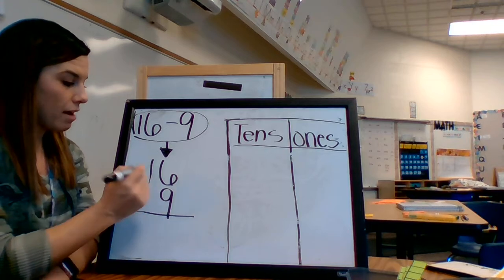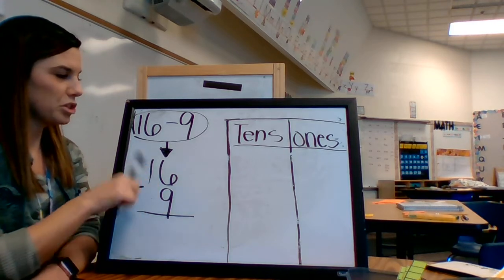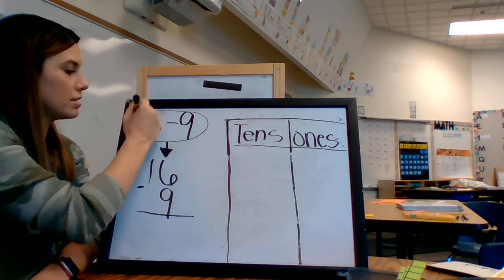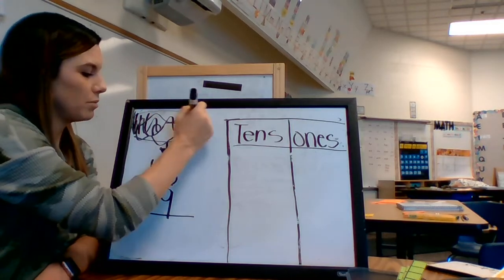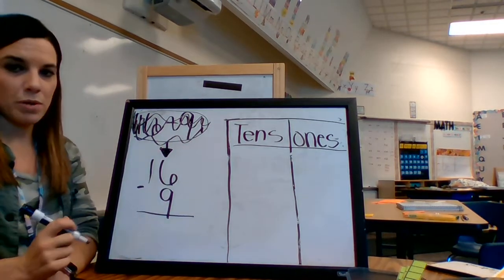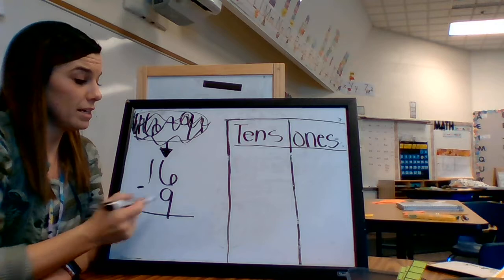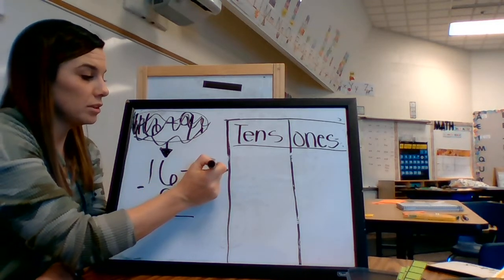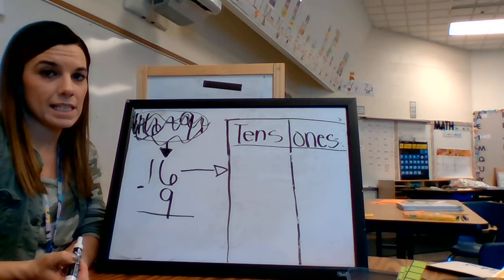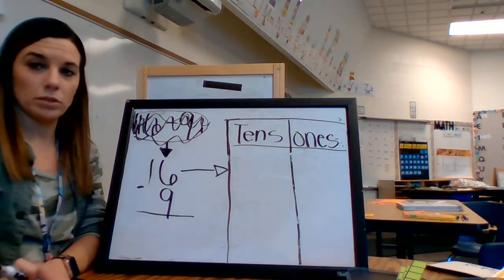So now I have 16 minus 9, which is the same as 16 minus 9. So I can cross this off. I don't need this problem anymore. Now I have this problem. My next step is I want to build the number 16 on my board, okay?